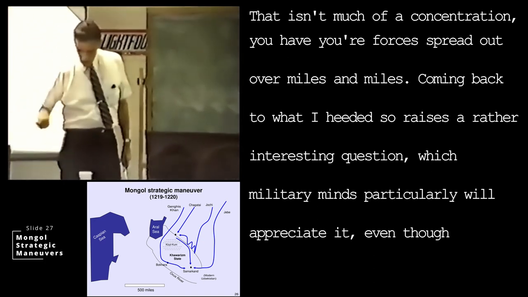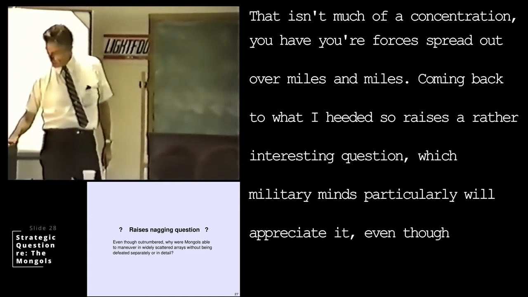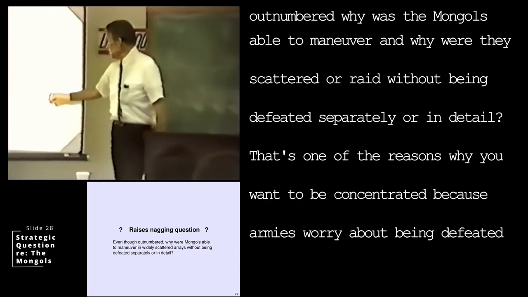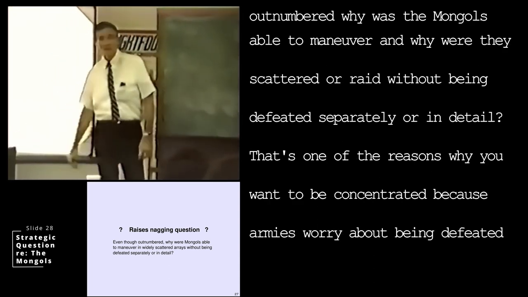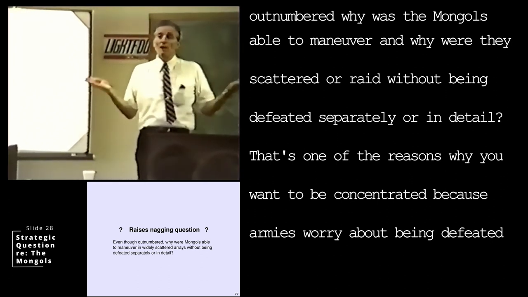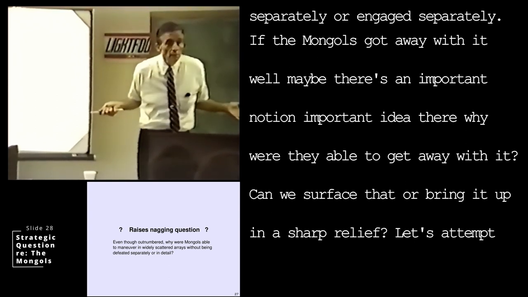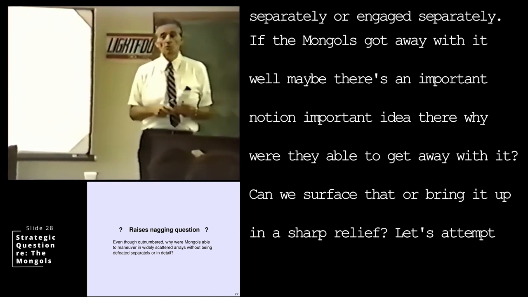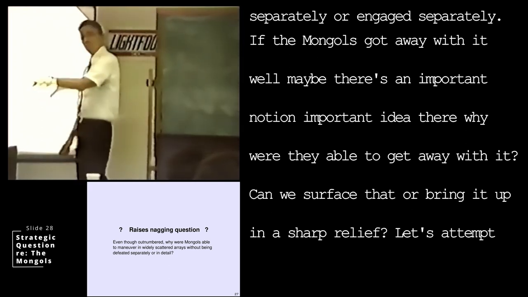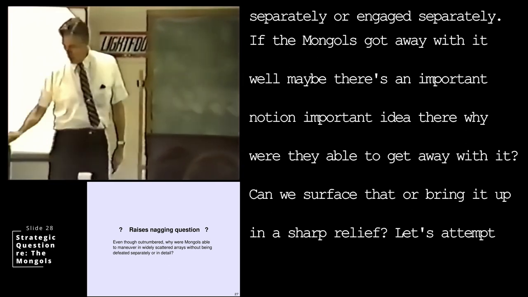Coming back with ideas, it raises a rather interesting question, which military men particularly appreciate. Even though outnumbered, why were the Mongols able to maneuver, and scatter their raids, without being defeated separately or in detail? That's one of the reasons why you want to be concentrated, because armies worry about being defeated separately or in detail. If the Mongols got away with it, well, maybe there's an important idea there. Why were they able to get away with it? Can we surface that or bring it up in sharp relief? Let's attempt that.